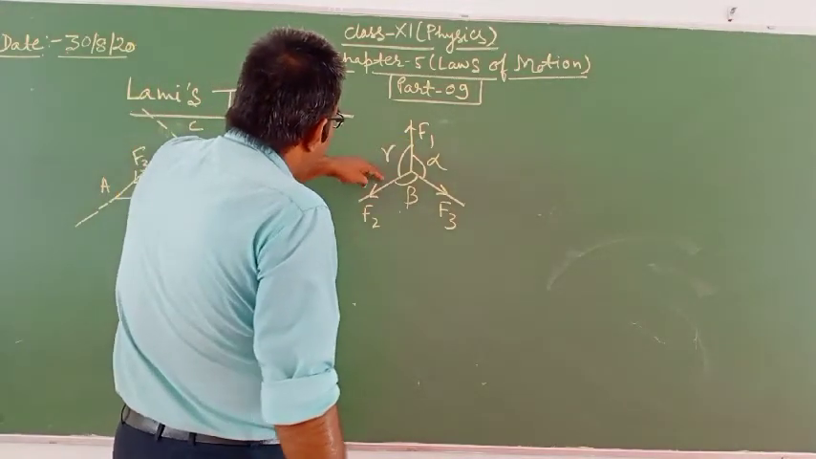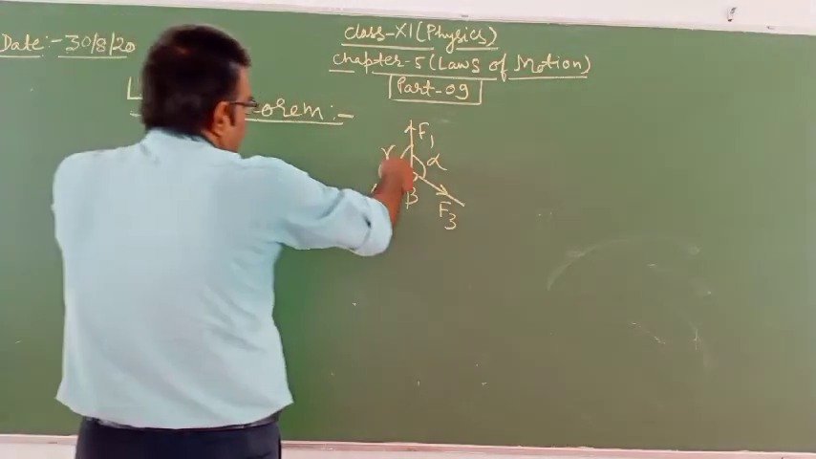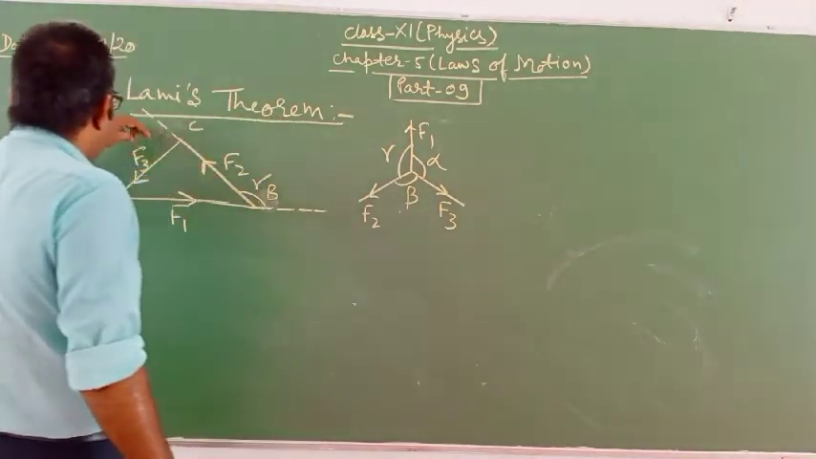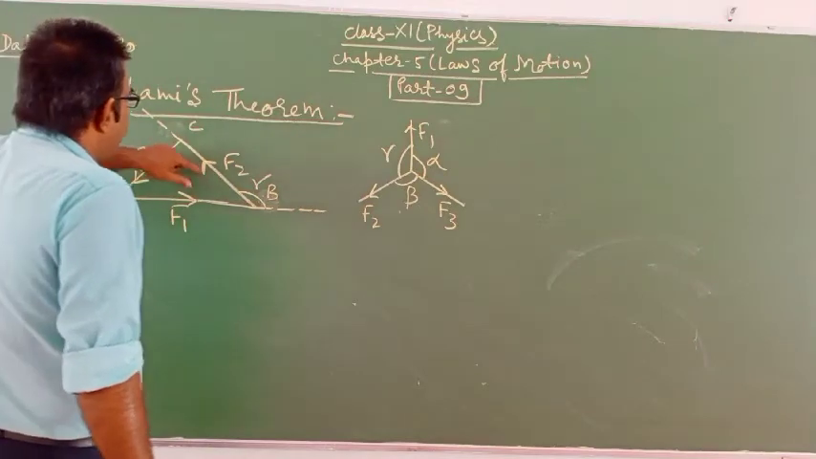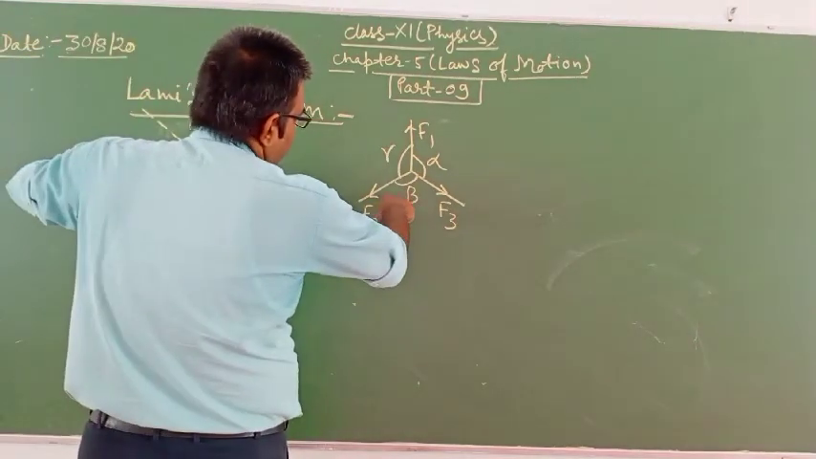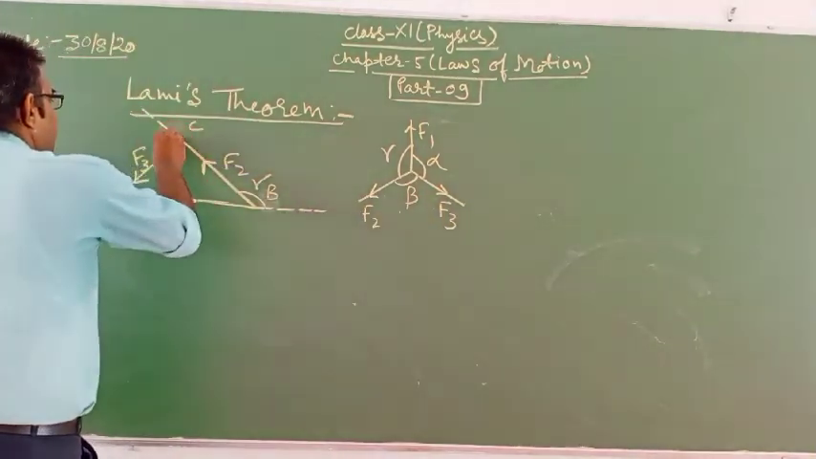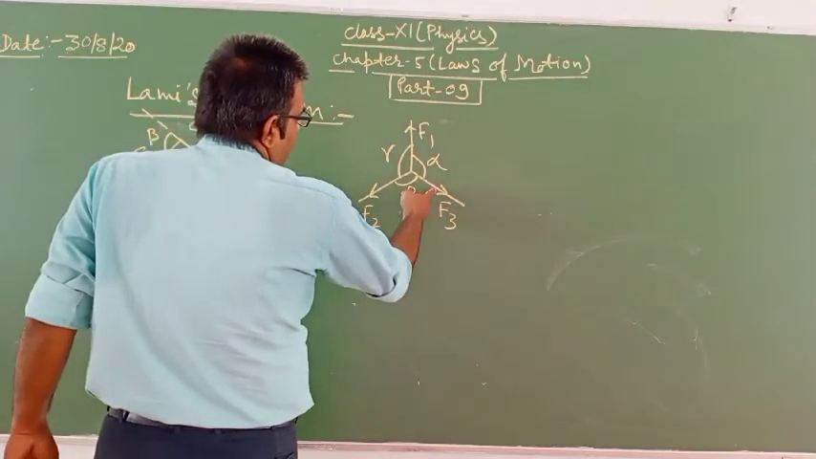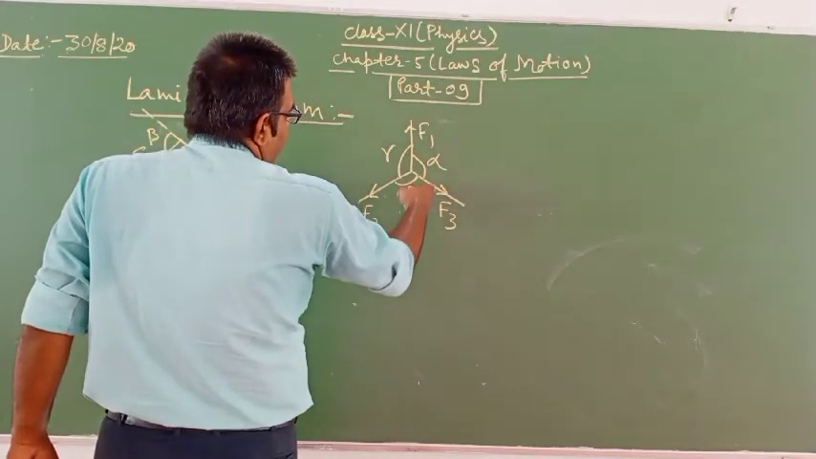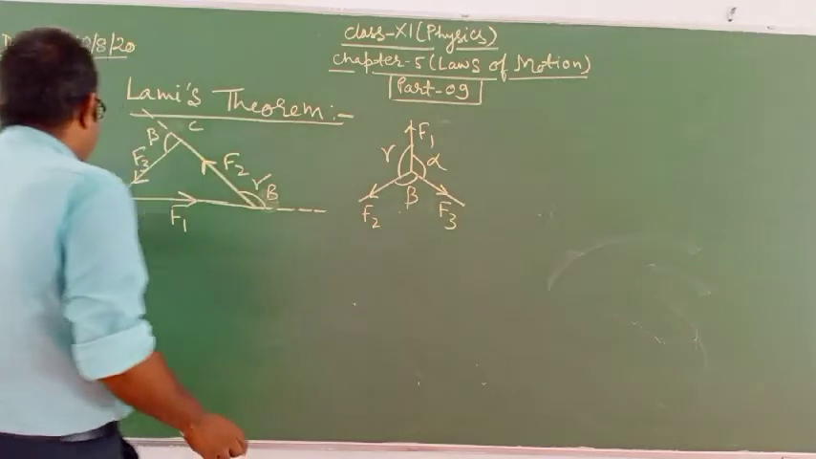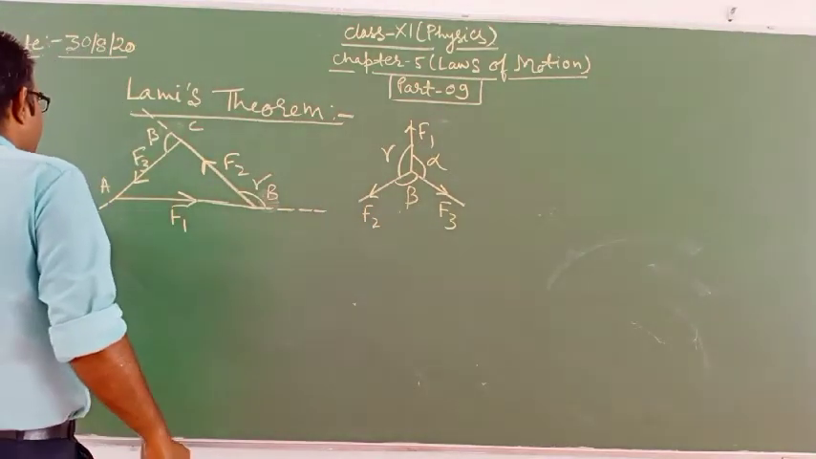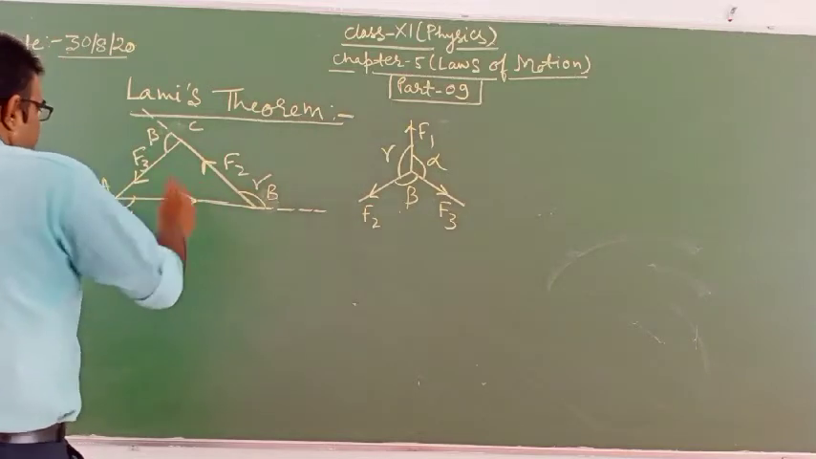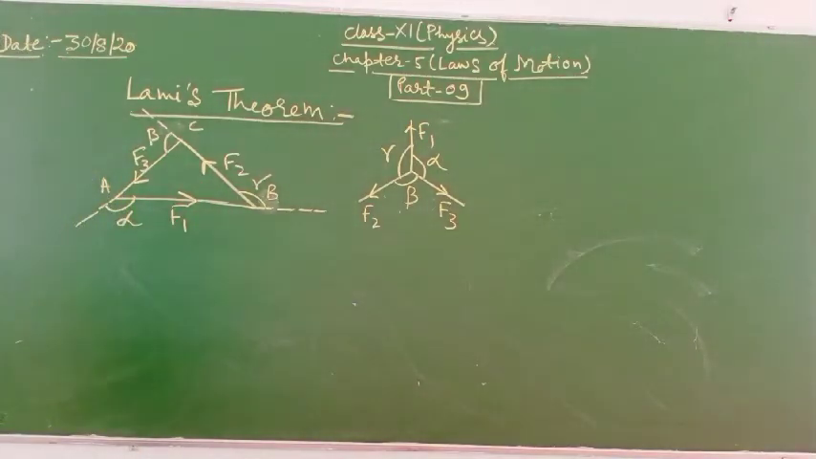So the angle between F1 and F2 is gamma. Now the angle between F2 and F3 is beta. This angle is beta. Now the angle between F1 and F3, this angle is alpha.